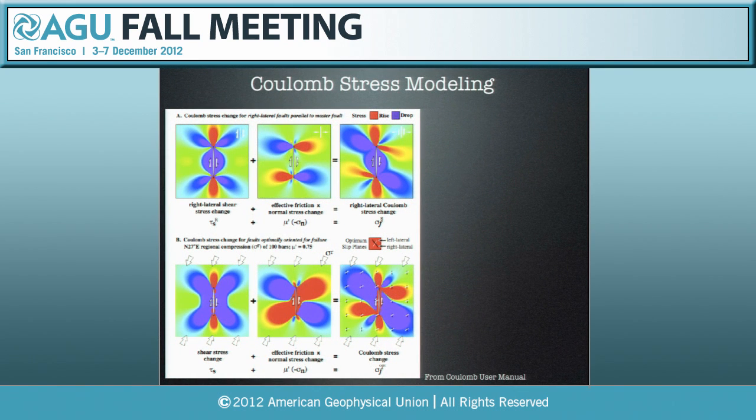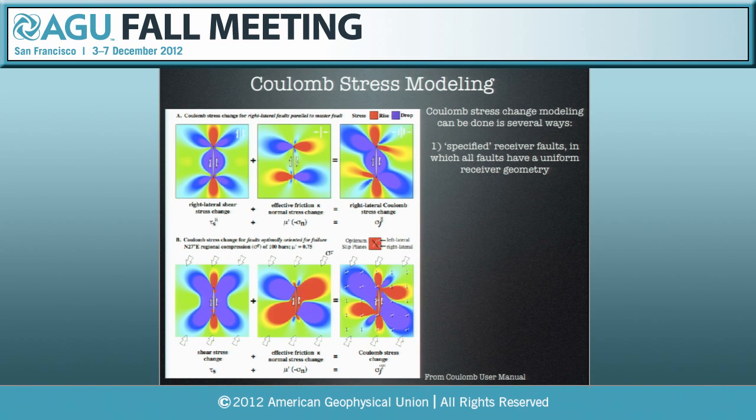So Coulomb stress modeling can be done in 4 major ways. One is you have specified receiver faults shown here above, where you have the shear stress change, the normal stress, and then finally the Coulomb fault failure. So you have a source fault that has the slip on it, and that slip then is received by receiver faults. And in this particular case, where you define a specified receiver fault, you assume that all those faults have the same geometry.